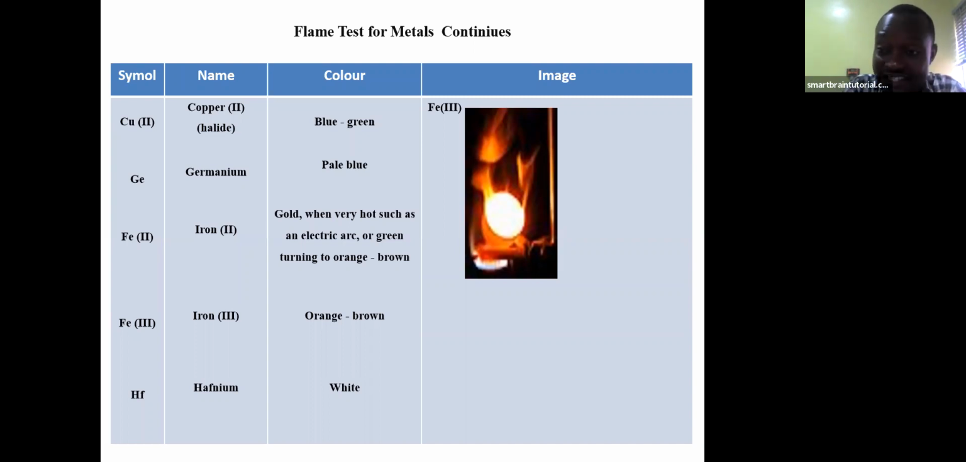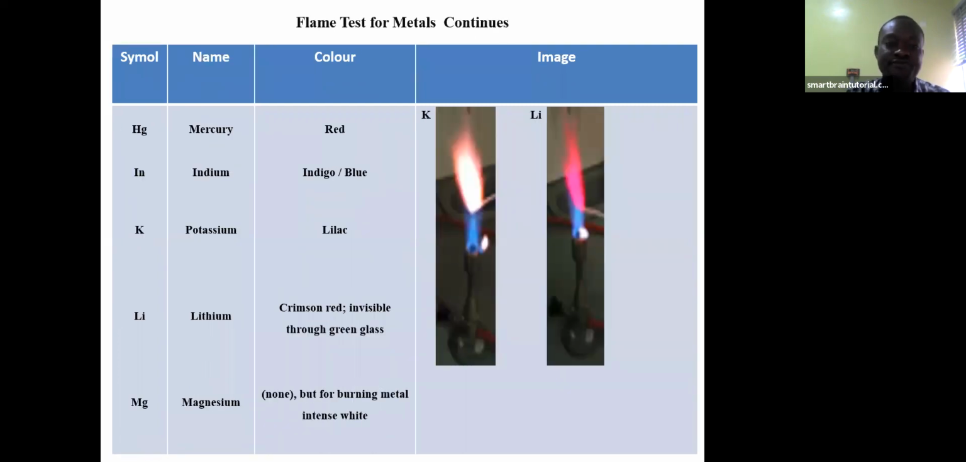Next is iron 3. Iron 3 will give orange brown. Now here we have in the picture a test that is conducted for iron 3. We give orange brown. Then next we have hafnium. We display white color when tested on a flame. We have other tests here.